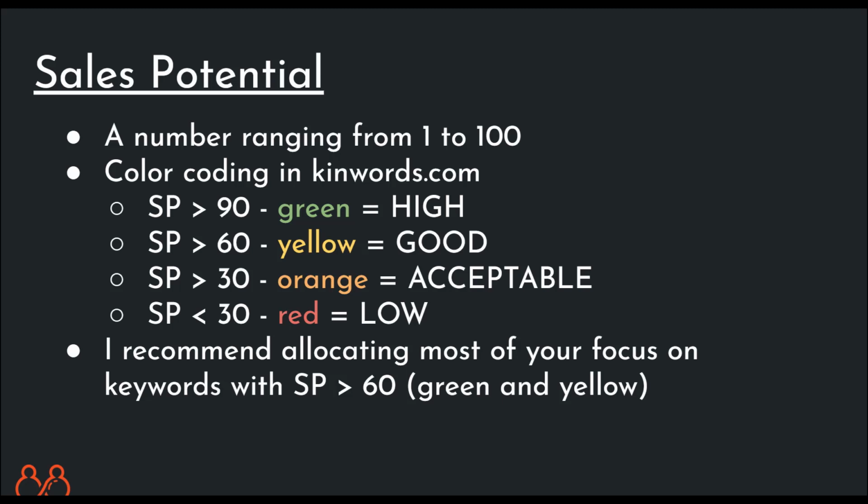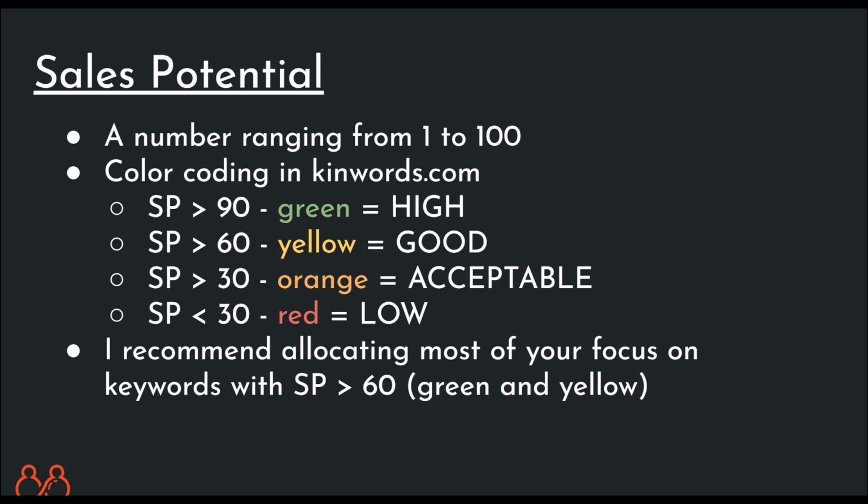Any sales potential above 90, that's going to be green. That's very high sales potential, meaning that if a particular keyword has a sales potential higher than 90, it can drive a lot of traffic, and it can drive a lot of sales for you.